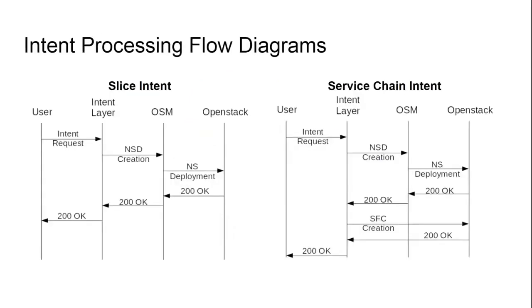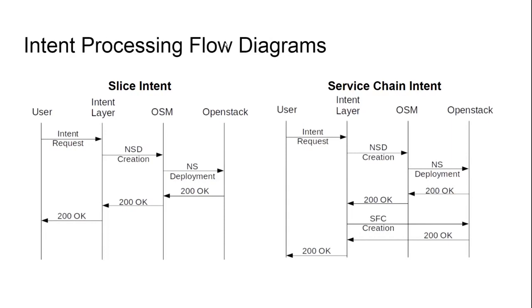Okay, this is very briefly the intent processing flow diagram. On the left, we see the flow diagram for the slice intent, where the user requests a particular slice using the intent. The intent layer will then trigger the correct network service creation on OSM, which again will trigger the deployment of that particular network service on top of the desired VM, or in this case, OpenStack.